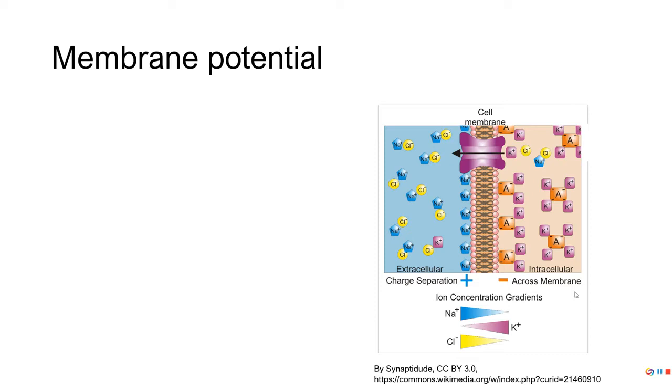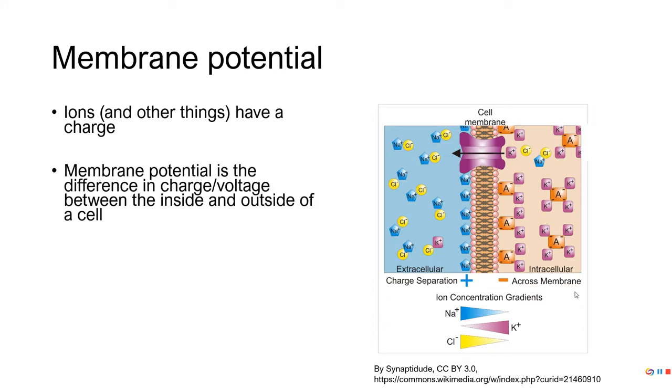And remember, we're talking about electrical charge, and so things have to change with that membrane potential in order for anything to happen. If there wasn't a difference in charge between the inside and the outside, then you would just be nothing. Just a reminder: ions and other things like proteins have a charge, and so membrane potential is the difference in the charge or voltage between the inside and the outside.